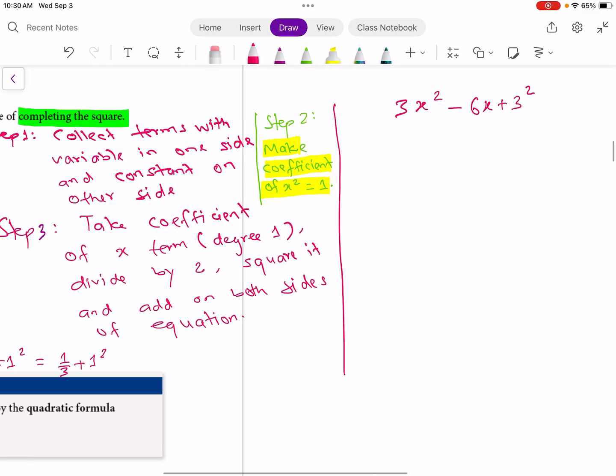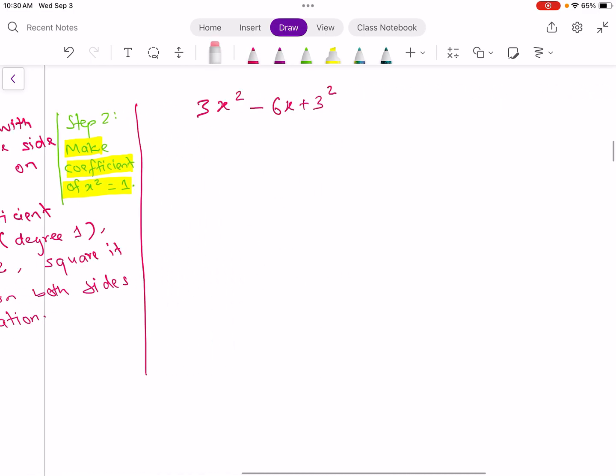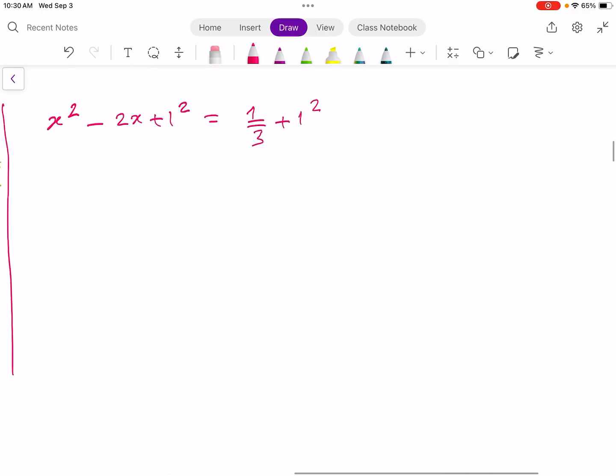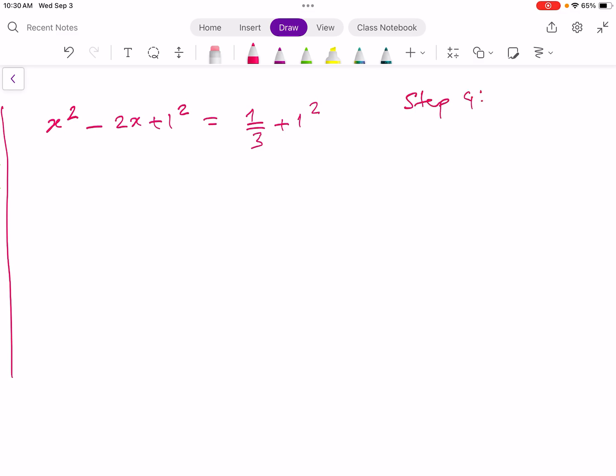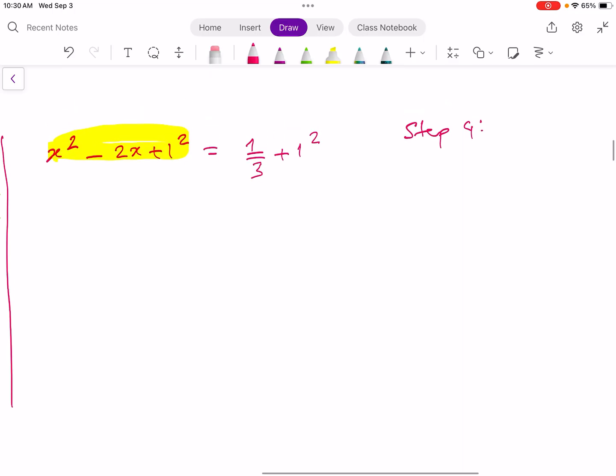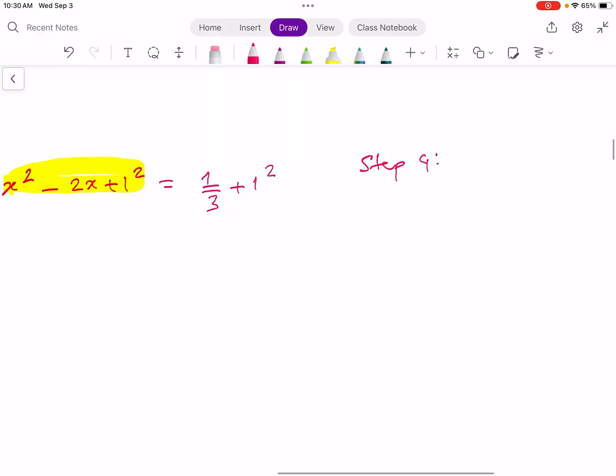Okay, so here, let me correct this. We have x square negative 2x positive 1 square equals to 1 over 3 plus 1 square. Now step 4. We have this trinomial on the left side, and we rewrite this trinomial as a square of a binomial.